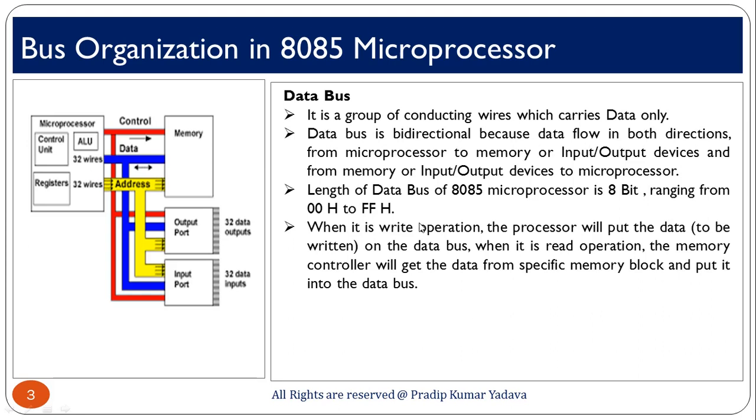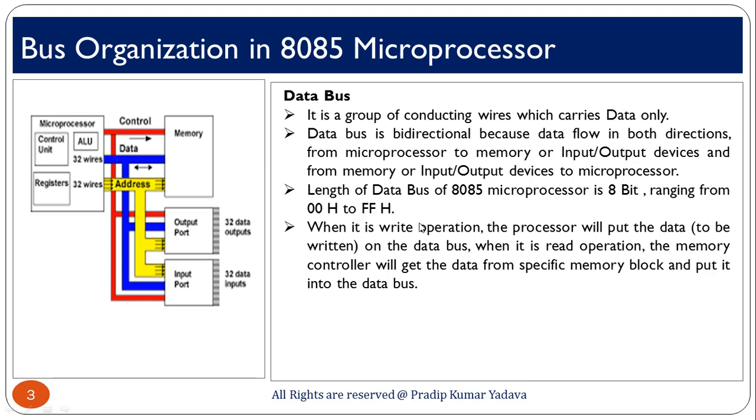Now when it is a write operation, the processor will put the data on the data bus, and when it is a read operation, the memory controller will get data from the specific memory block and put it into the data bus. There are two operations, one is write, one is read. Write means you are going to insert the data, and read means you are going to view the data from the processor.